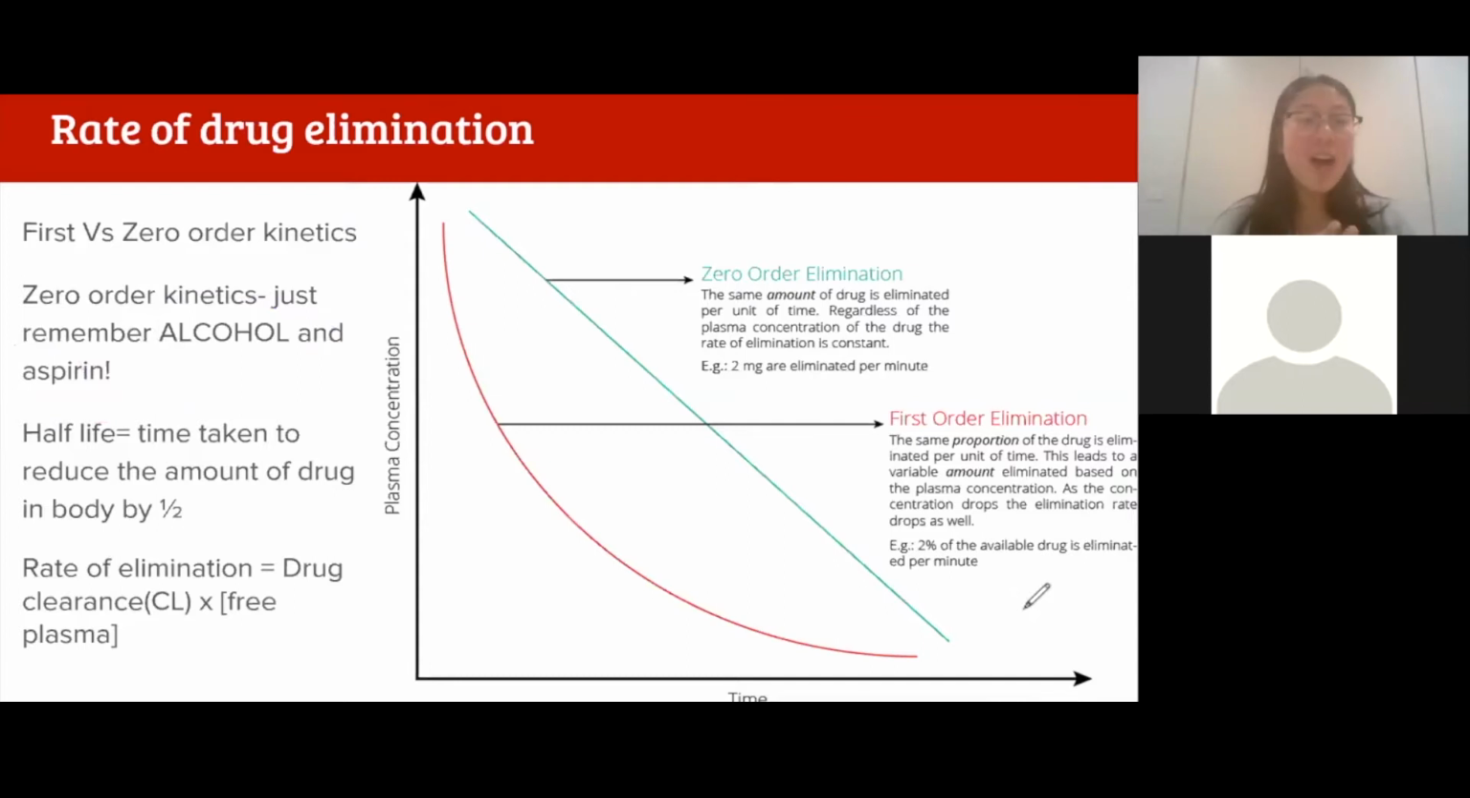Another thing to mention is half-life. Half-life is the amount of time taken to reduce an amount of drug in the body by half. That should be just a bit of a recap from chemistry. And last of all, rate of elimination. What is the rate of elimination? It's drug clearance, Cl, times the concentration in free plasma. And this applies to the first order elimination only. Okay, I wouldn't fret too much about that if I were you guys, though. It's just there for completion's sake.